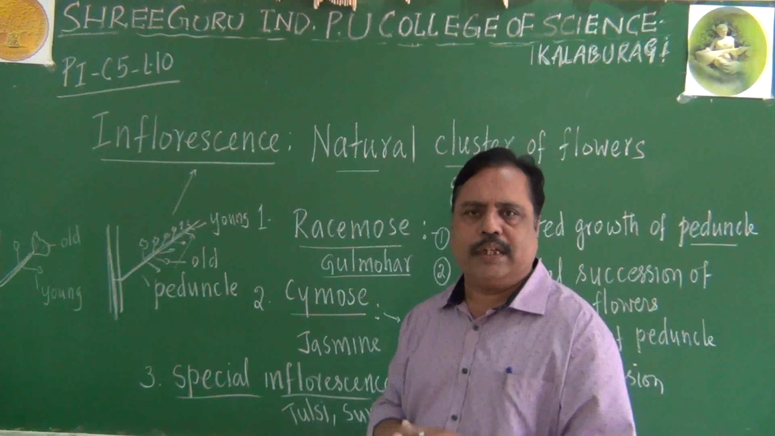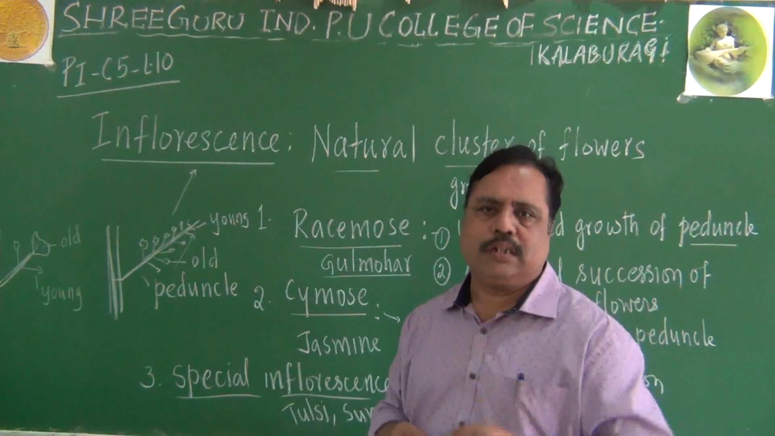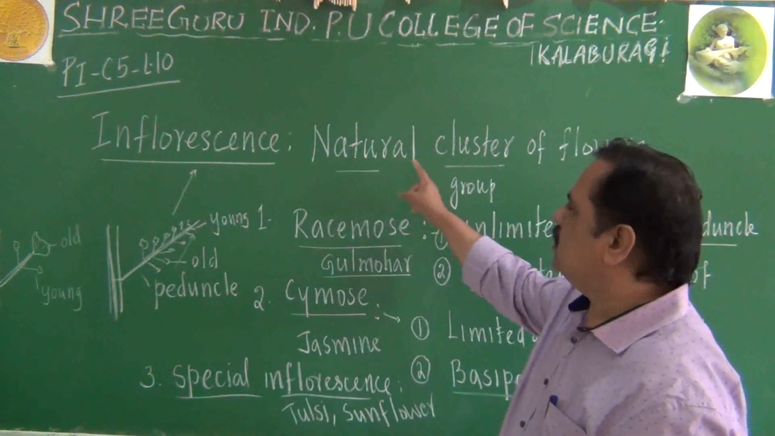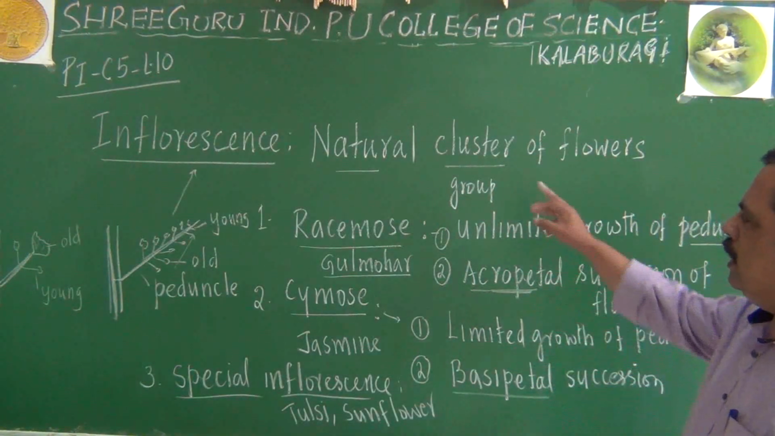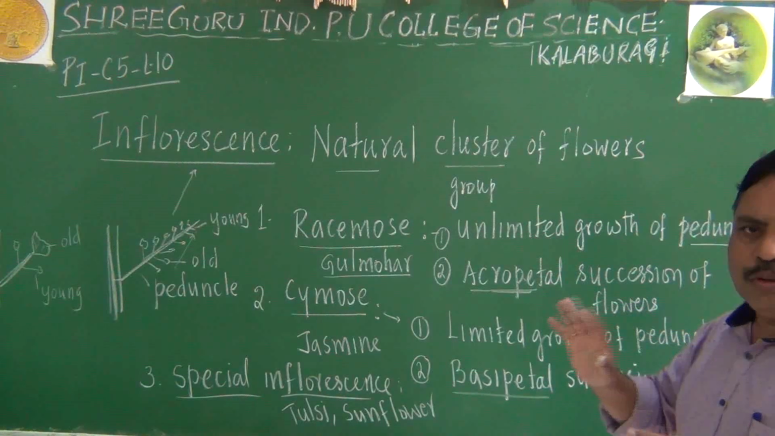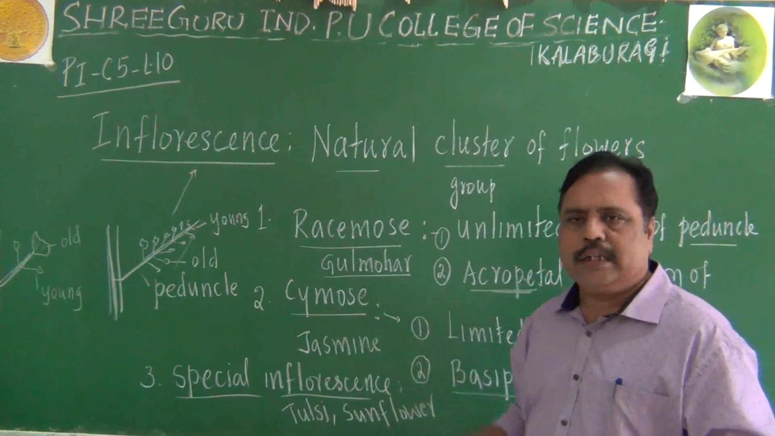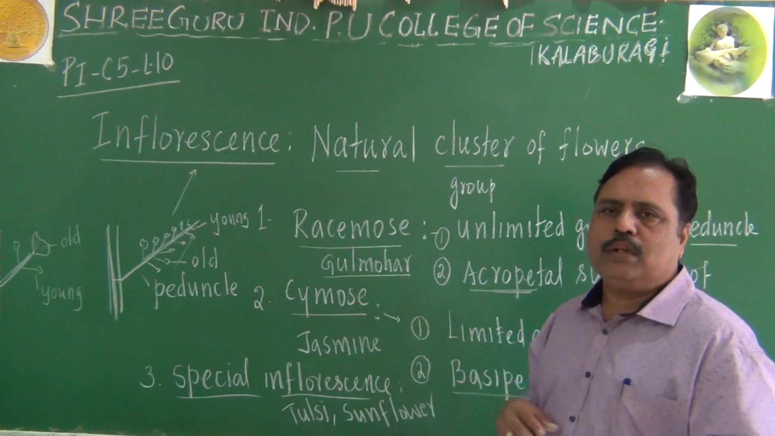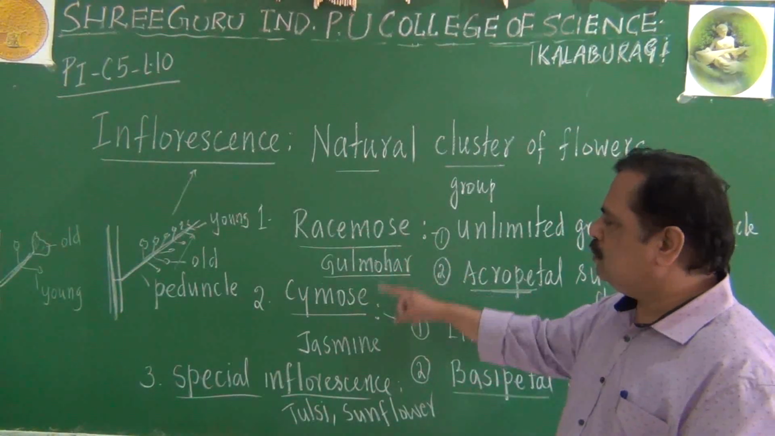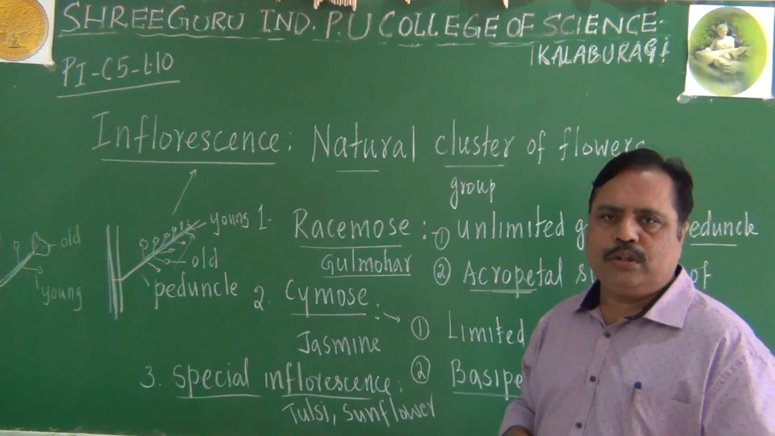A 3-mark question can be asked about an inflorescence. Inflorescence refers to a natural cluster of flowers, and cluster refers to what? Group. There are 3 categories, or major 2 categories. One is racemose, another one is cymose. The difference between racemose and cymose I told you.